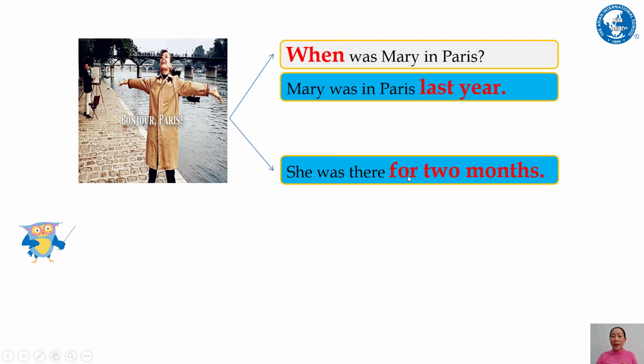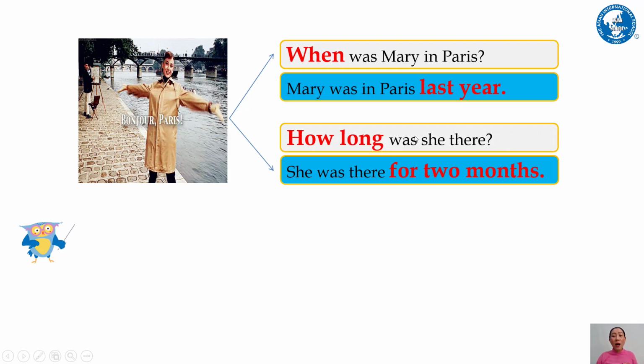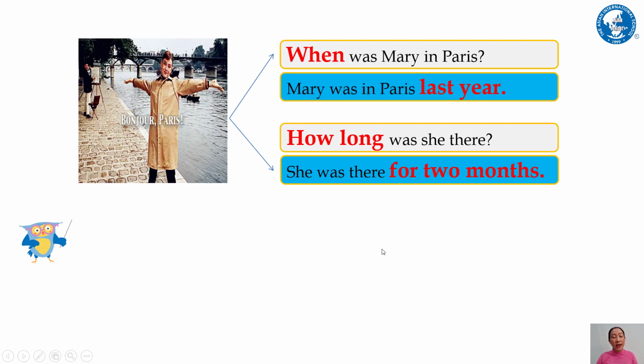And the time phrase is for 2 months. Which one do you use, when or how long? How long, of course. This is a period of time. How long was she there? Don't say, how long did she there? No. I used to be was in the answer, and you use to be was in the question. How long was she there?